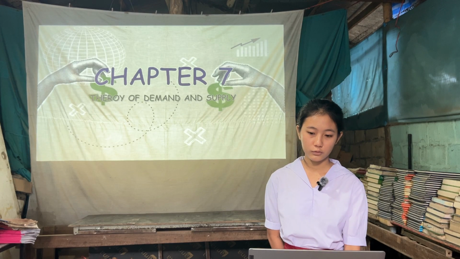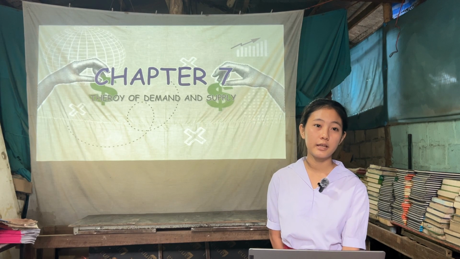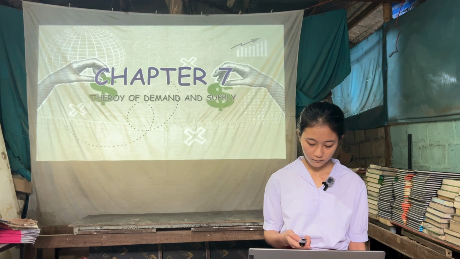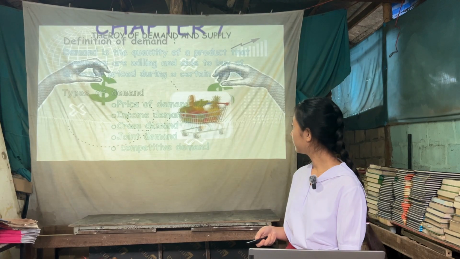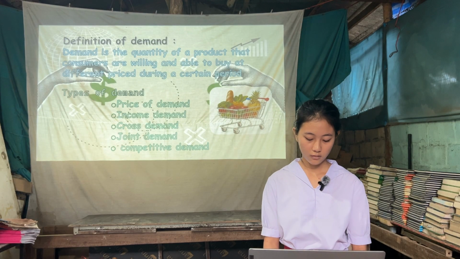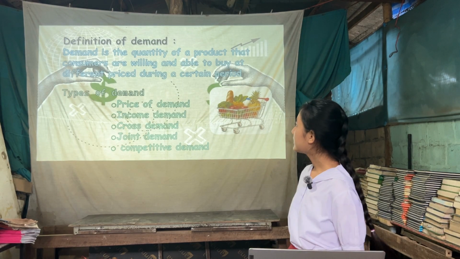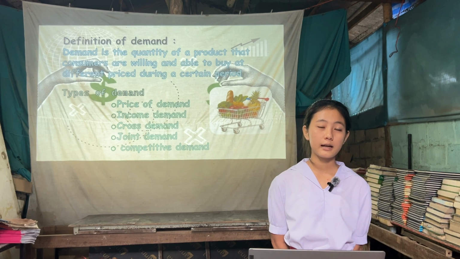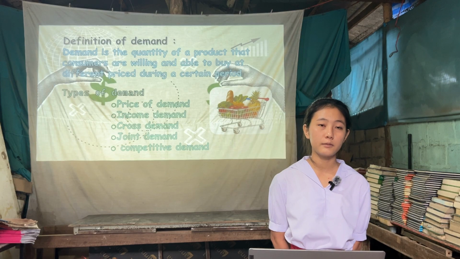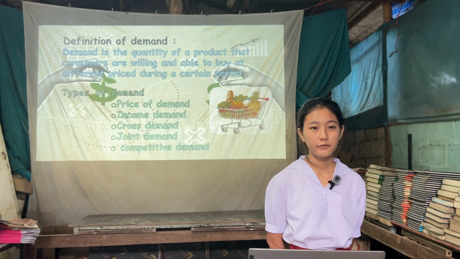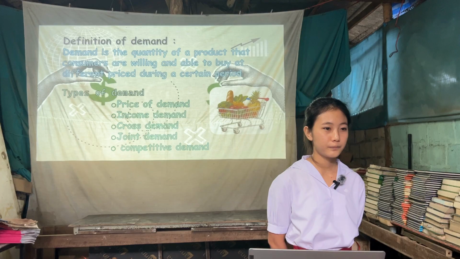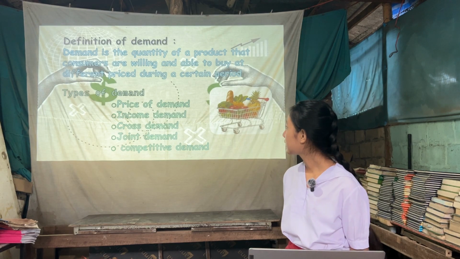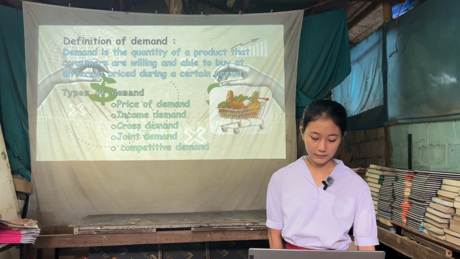First, I'm going to explain the meaning of demand and the different types of demand. What is demand? Demand is the quantity of products that consumers are willing and able to buy at different prices during a certain period of time. And there are different types of demand.